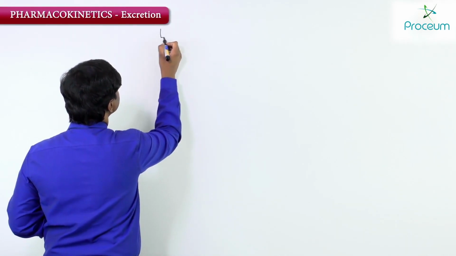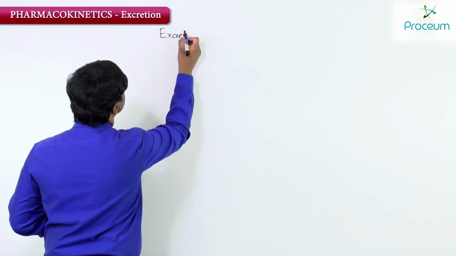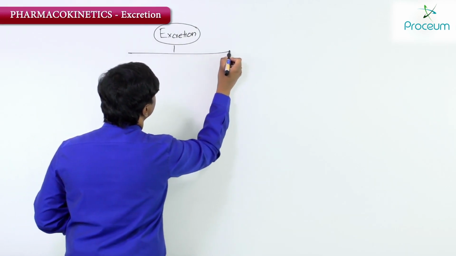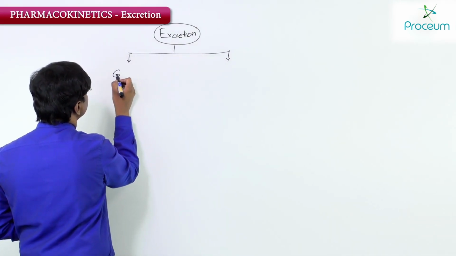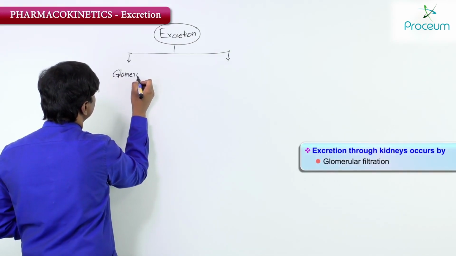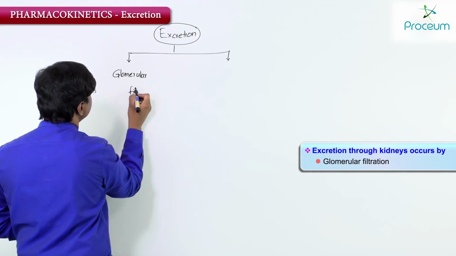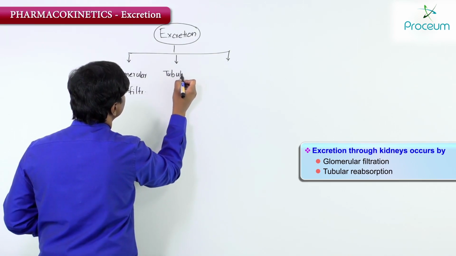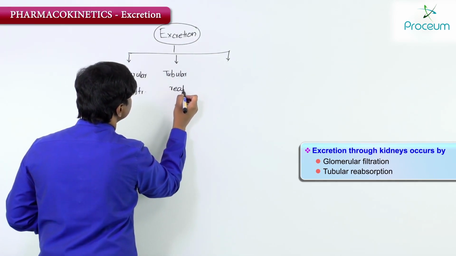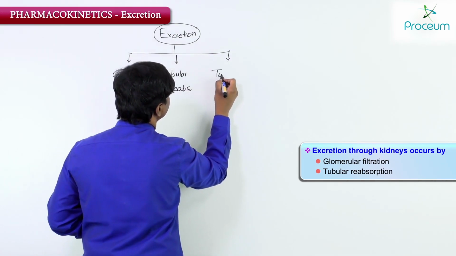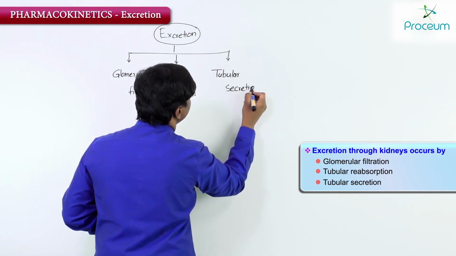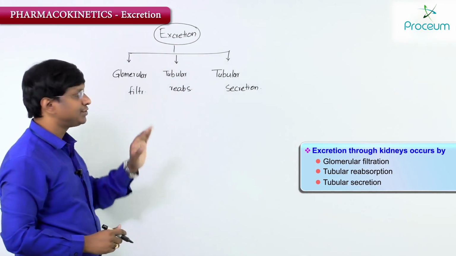So coming to the tubular secretion. We have discussed that the excretion of the drug majorly occurs through the kidney, and within the kidney it occurs by glomerular filtration, tubular reabsorption, and then tubular secretion. Now we have already discussed the glomerular filtration and tubular reabsorption.